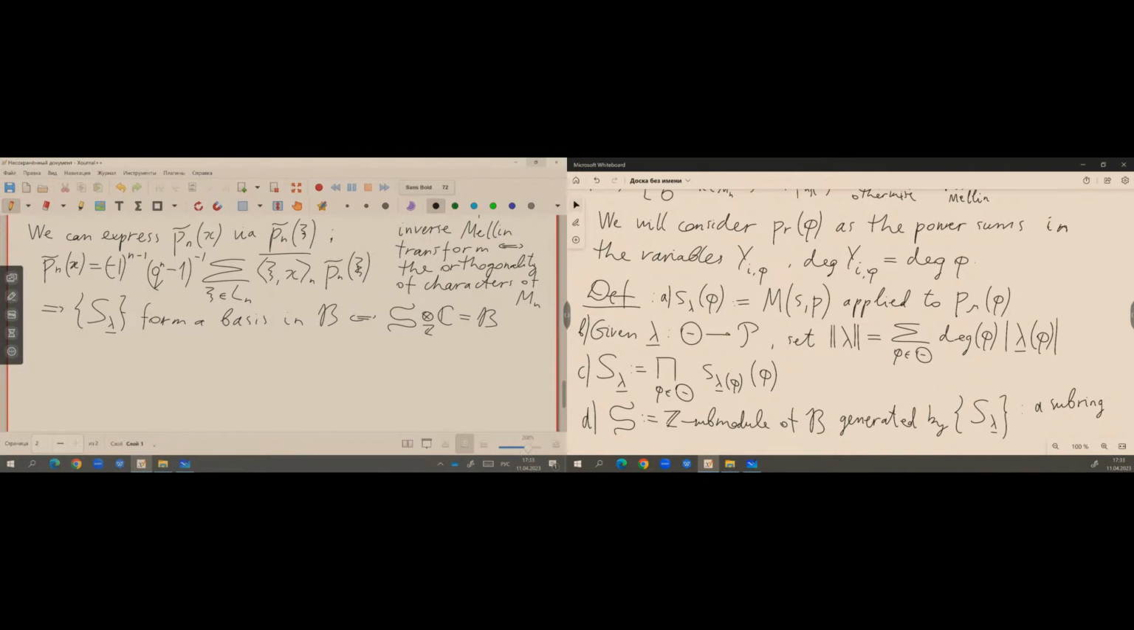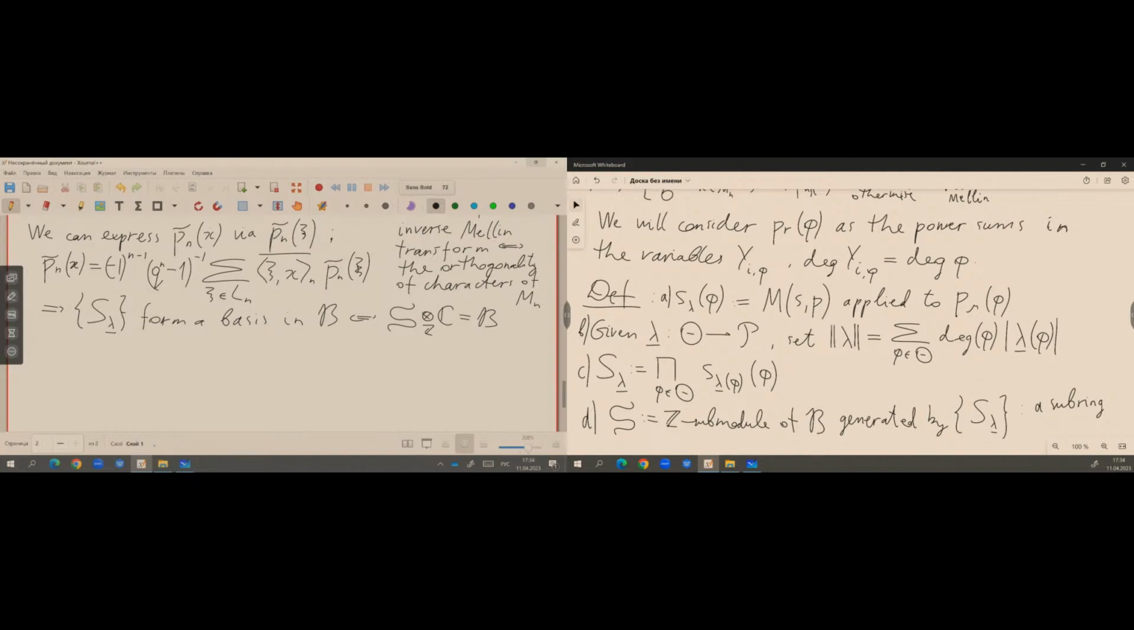Why do the Schur functions of lambda form a basis? Just because the power sums related to those do form a basis, but you can express them in terms of those. Okay, yes.